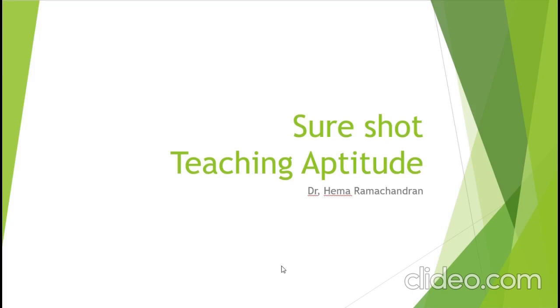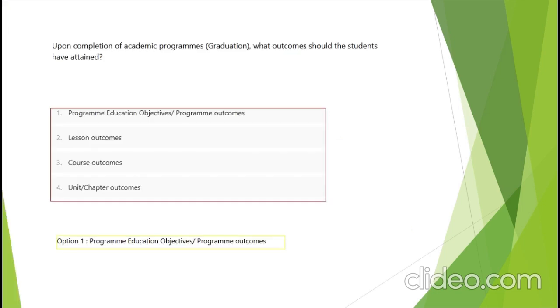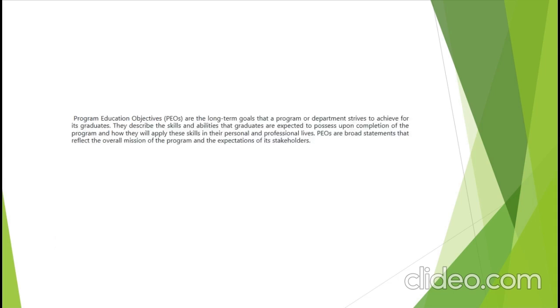Here is a short question on teaching aptitude. Let us go to the question. Upon completion of academic programs, that is graduation, what outcomes should the students have attained? 1. Program education objectives or program outcomes, lesson outcomes, course outcomes, unit or chapter outcomes. So the answer is option 1, program education objectives or program outcomes.